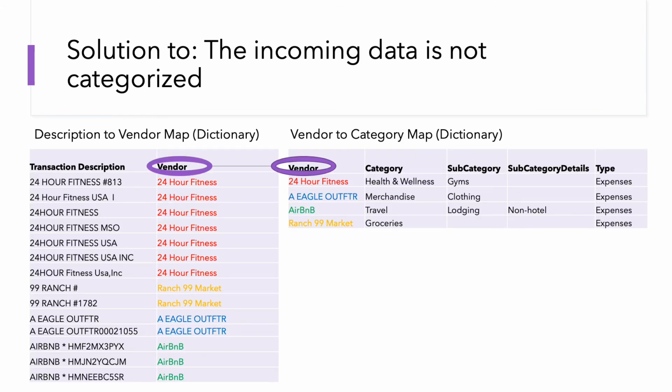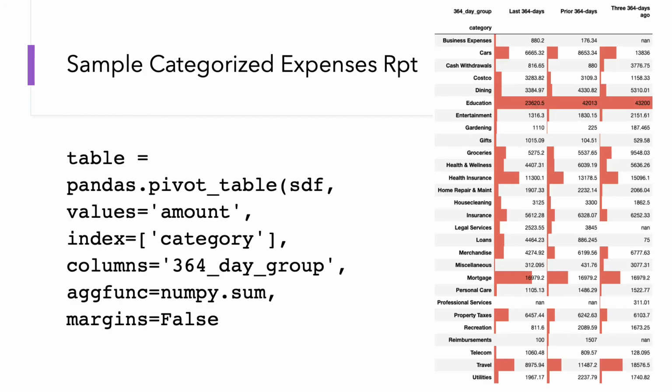Jeff Langston, my section leader, made a great suggestion for dealing with the categorization challenge. The trick is to do 2 dictionary lookups instead of 1. First, look up the vendor based on the description, and then look up the categories based on the vendor.